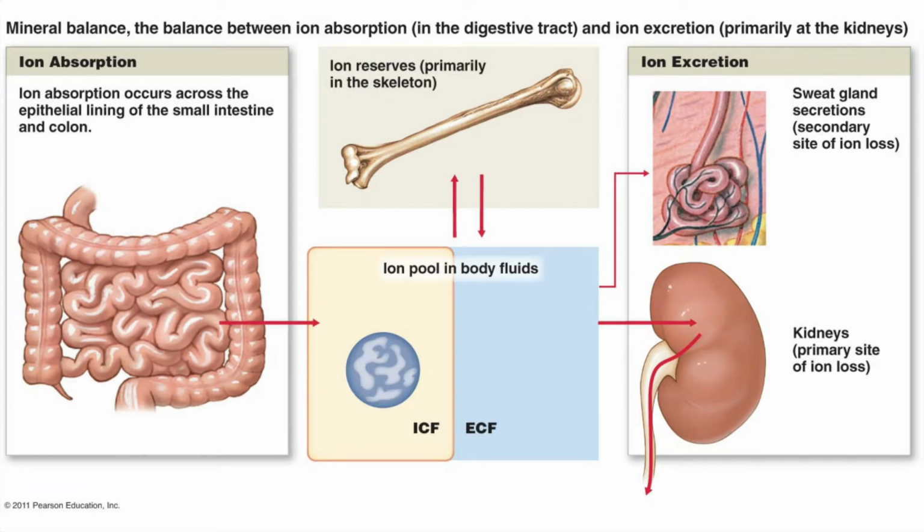Mineral balance involves balancing electrolyte gains and losses, so primarily sodium and potassium we're talking about. Ions are absorbed from the diet. Some are stored in the skeleton, such as calcium, or in body fluids. Most ions are excreted by the kidneys.